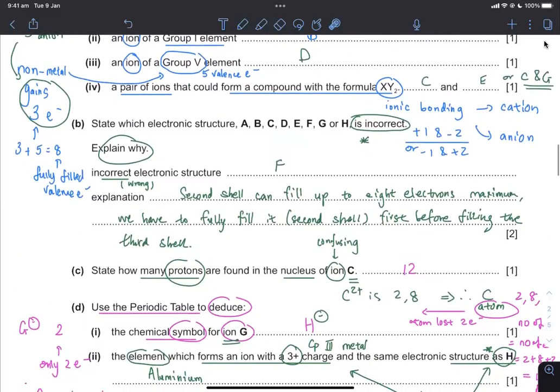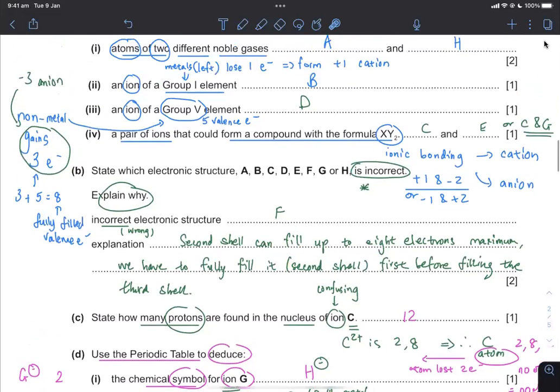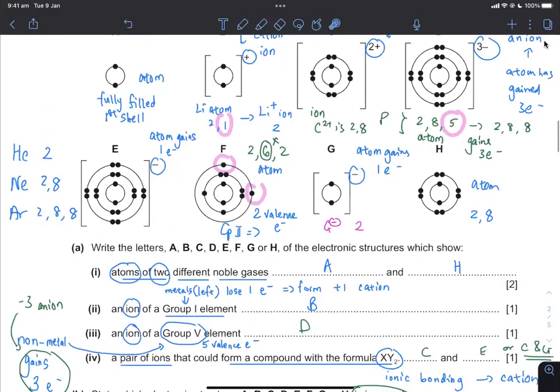I'll tell you which one was the worst done question. This one was really badly done. All of you have the correct idea, but what you didn't do correctly was the explanation. All of you pick up the point where you say the second shell is not fully filled. Yes, the second shell is not fully filled: 1, 2, 3, 4, 5, 6. But if you look at all the second period elements, none of them have a completely filled outer shell except for neon.